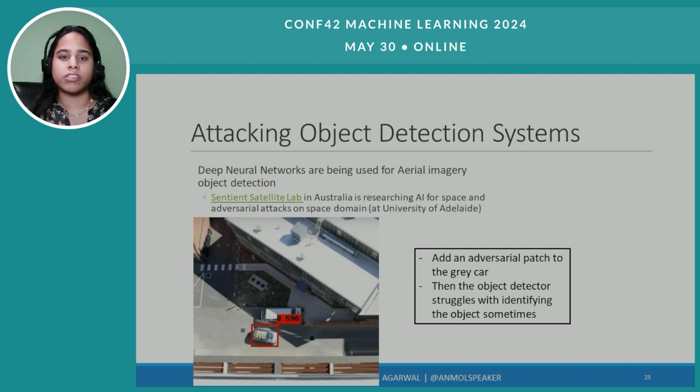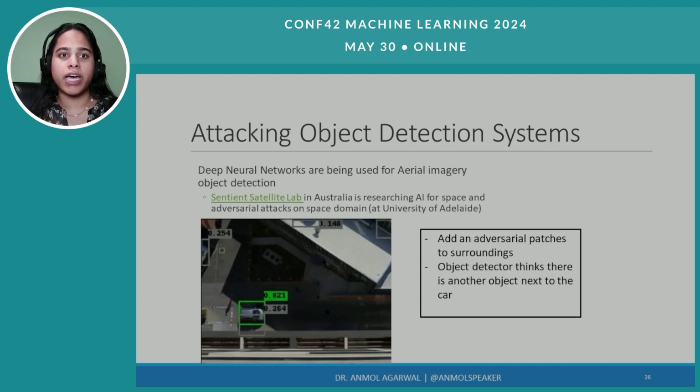This is an adversarial patch. They basically added stickers to the roof of the car. It looks like some tape they added to the car. And that tricks the object detection system, and that's why it's struggling to recognize the car. But they can also add these tape or stickers to the surroundings as well, not just the car.